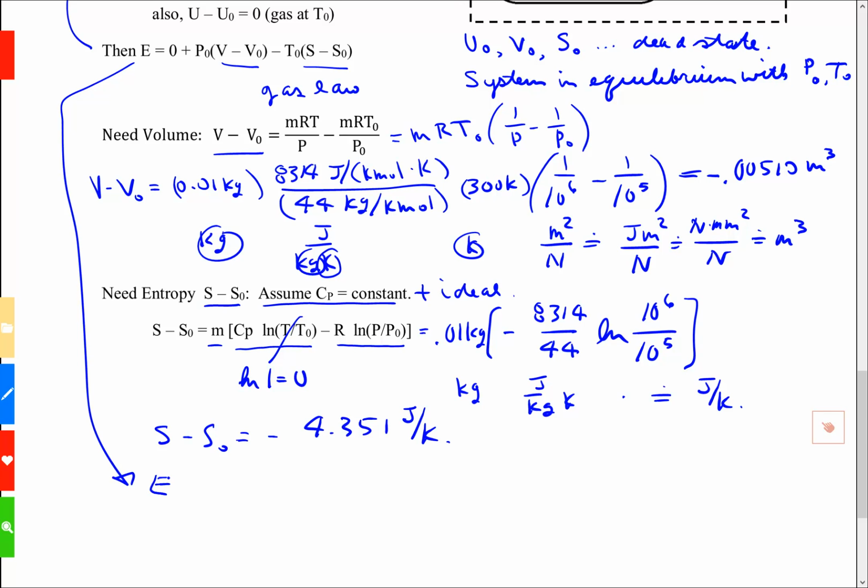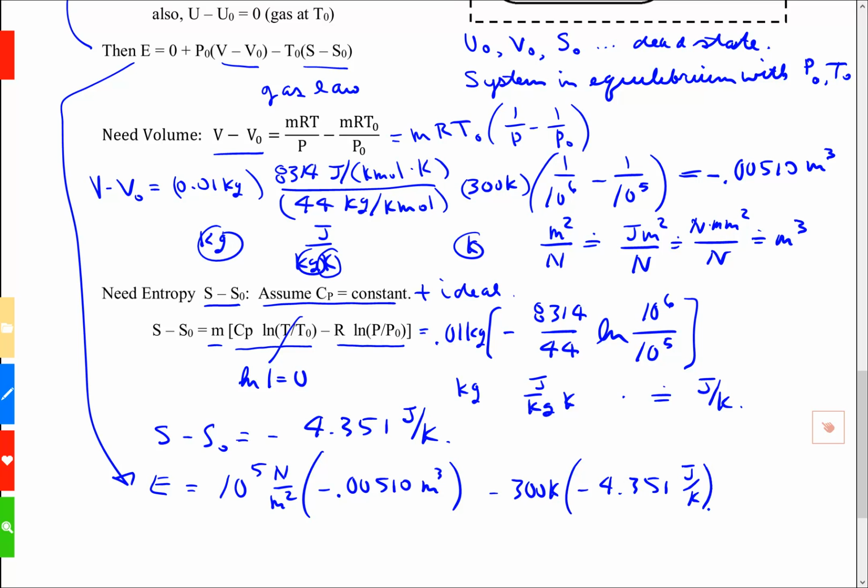So the exergy for the gas in the tank is going to be the surrounding pressure, 10 to the 5th newtons per meter squared, times the volume change, which was minus 0.0051 meters cubed, minus the surrounding temperature, 300 K, times the entropy change, minus 4.351 joules per Kelvin. Now the kelvins drop out, so we get joules.